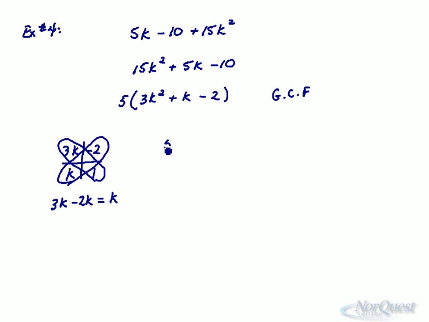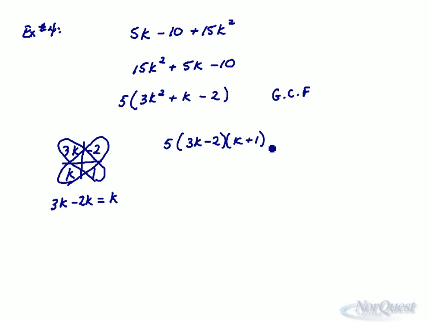Once you find it, then you write your factors. 5 was your GCF. 3k minus 2 is one factor. k plus 1 is the next factor. So there's another example of a type 2 trinomial, this time mixed in with a GCF.